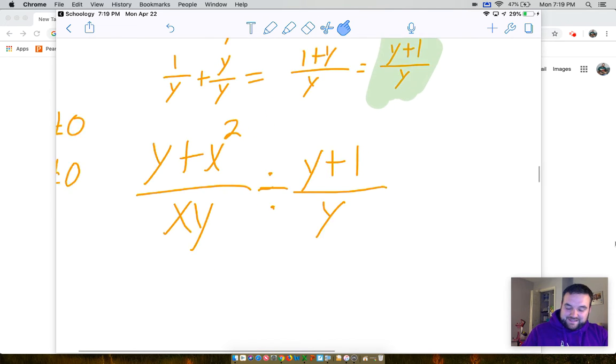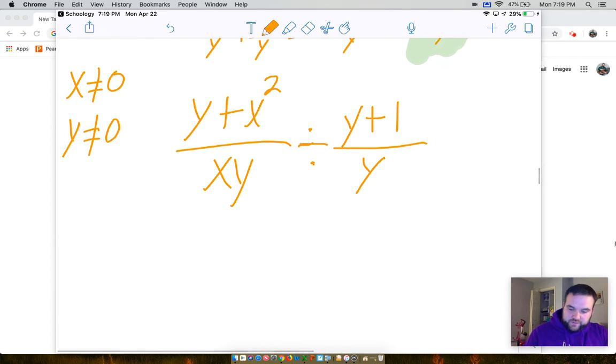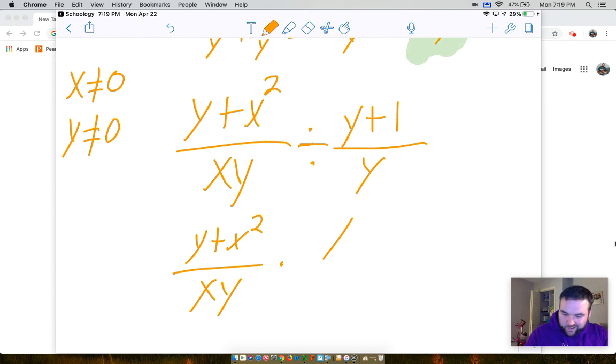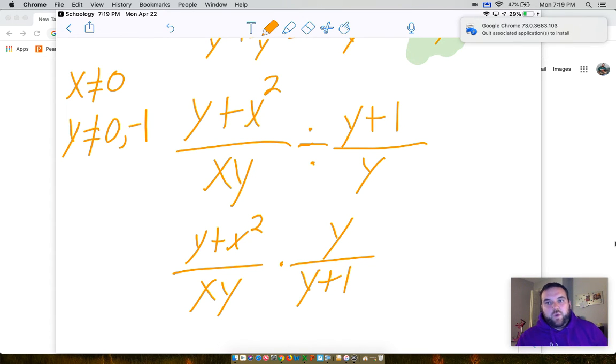So when I take that second fraction and flip it, what this becomes is y plus x squared over xy multiplied by y over y plus 1. So now because I'm flipping it, since we just talked domain, that new denominator is actually going to add -1 to the list of values that y cannot be. And now all I'm going to do is see if I can cancel anything.